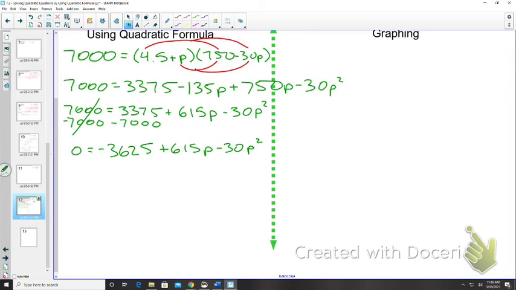Okay, we're in standard form. So how should I arrange my formula? Squared, then p, then the last number. Perfect. Okay, from highest degree to lowest degree, right? You bet. So 0 is equal to negative 30p squared plus 615p minus 3,625.